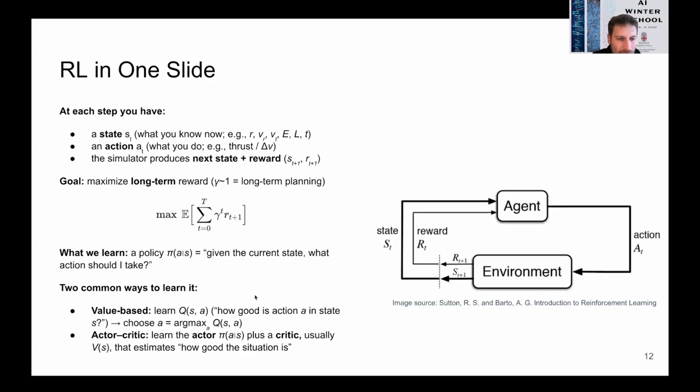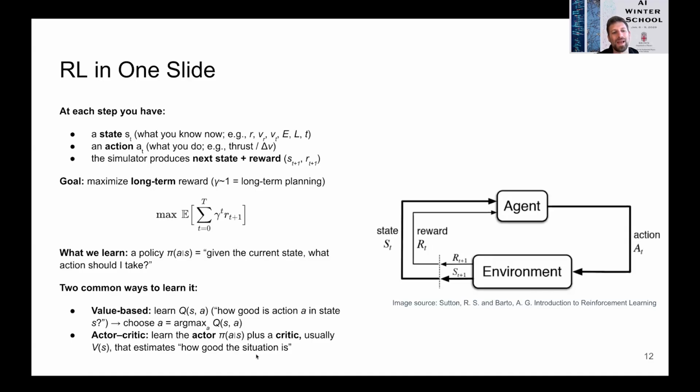And then plus a critic. This is usually just a function of the state, and it just says how good the state is. So the better the state, the better that'll be measured in this function. You give it a state, and it's going to tell you how good the situation is.